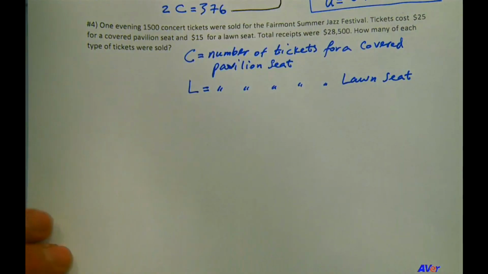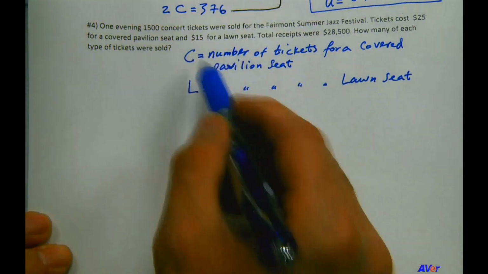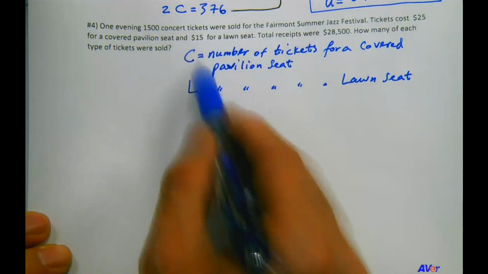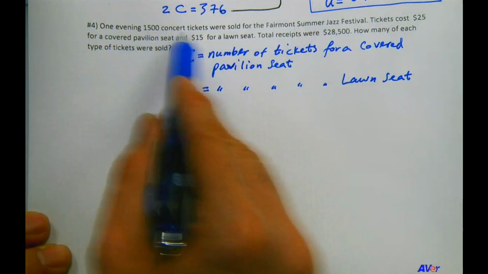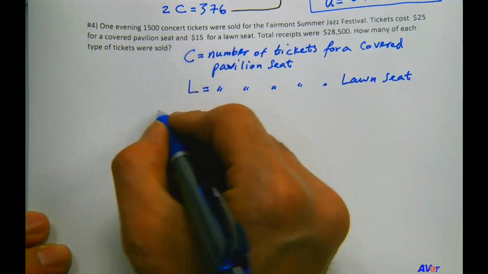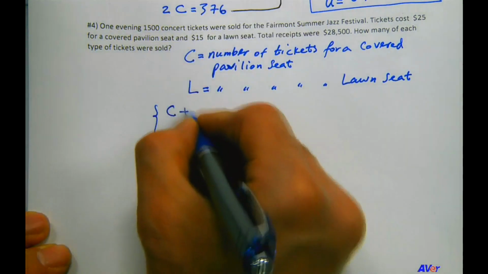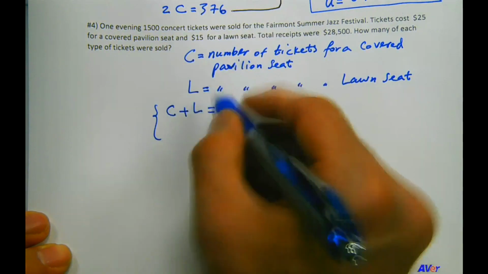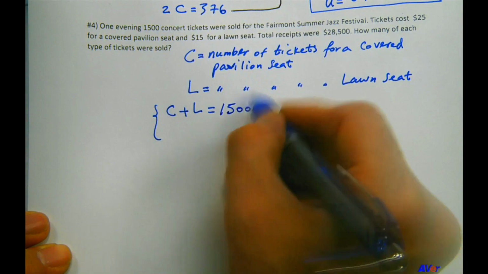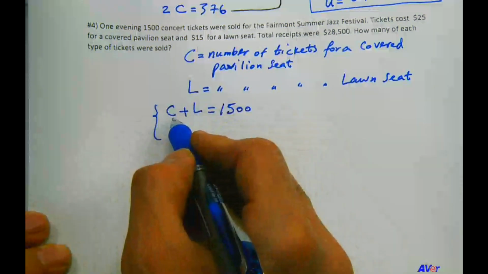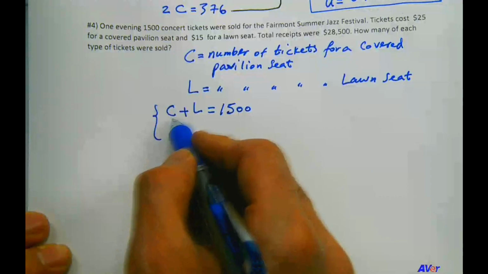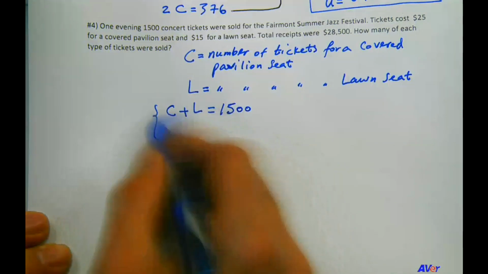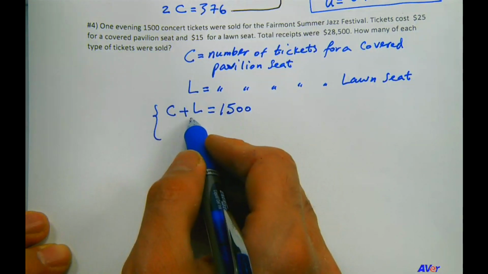Now we know that the total tickets of each kind that were sold, one evening 1,500 concert tickets were sold. So C plus L, the total of both kinds, 1,500 tickets were sold. Covered pavilion seats plus lawn seats, 1,500 such tickets, the total for both kinds of seats.